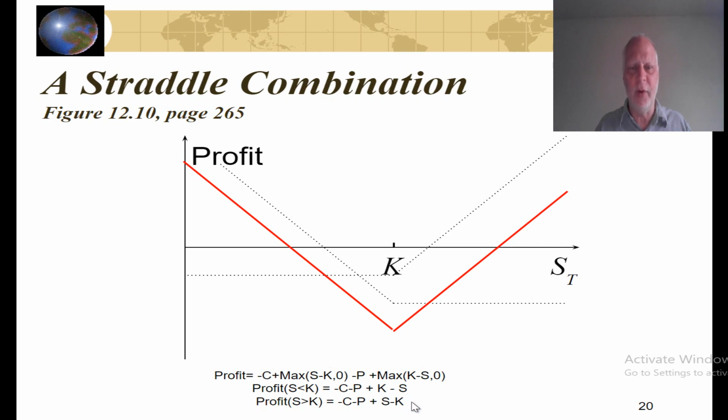We should also check the transition point. At the transition point, when S equals K, both of these second terms go to 0, and we have our maximum loss of paying for both the call and the put option, getting no payoff and losing the maximum amount of money, which is minus C minus P. Our maximum profit on this side is infinity. On this side, for S less than K, if we put in S equals 0, our maximum profit would be K minus C minus P right at this point.